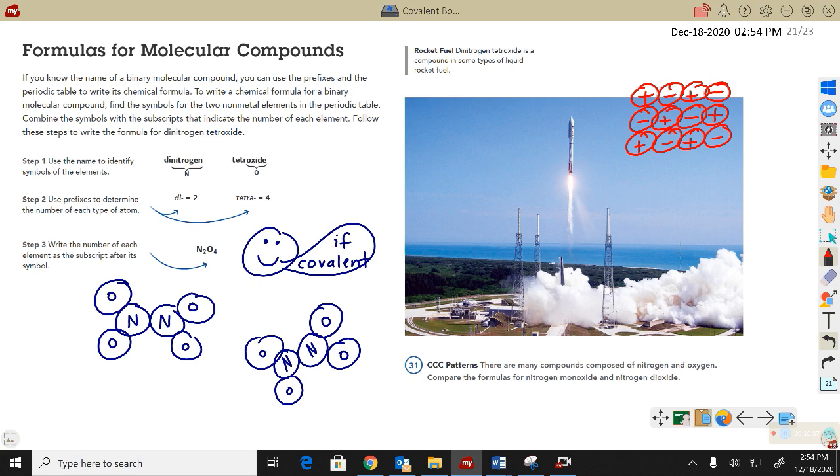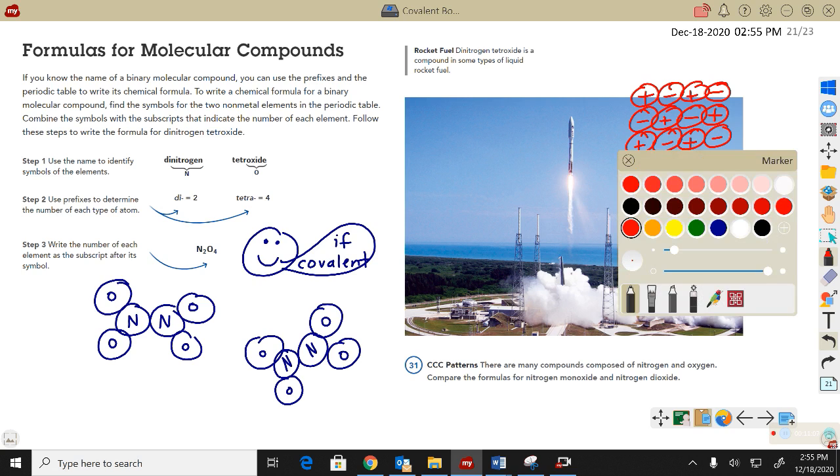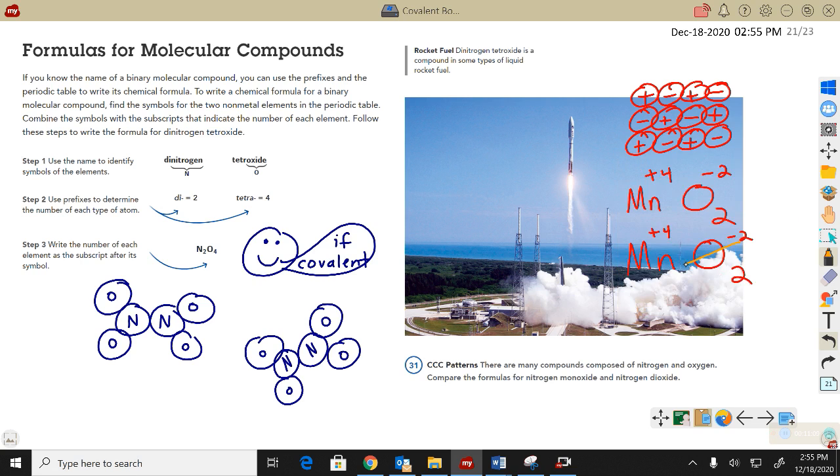So if I had something like my manganese, like Mn plus 4, O minus 2. Well, if I'm a charge balancer, I see that, oh, I got a plus 4, a minus 2. I just need 2 oxygens to make it neutral. But if you were a crisscrosser, here's where you'd have to be careful. Because if you had a plus 4 and a minus 2, and you try to crisscross those charges, now you're going to end up with something that is not the simplest ratio.